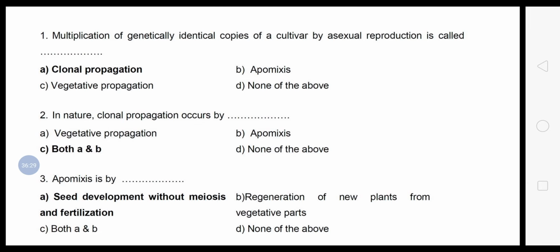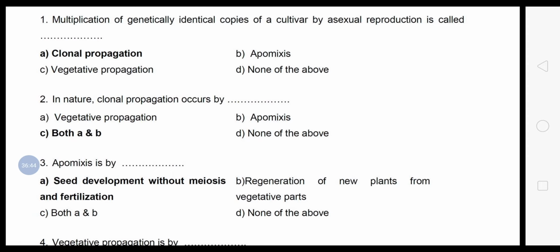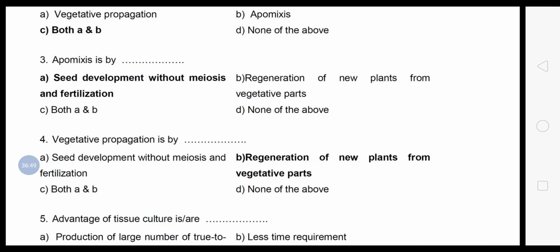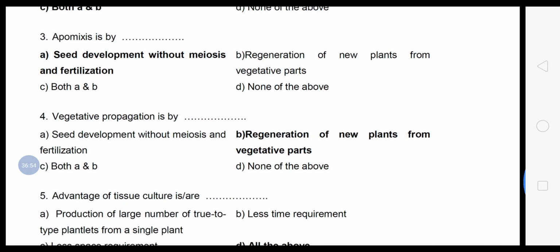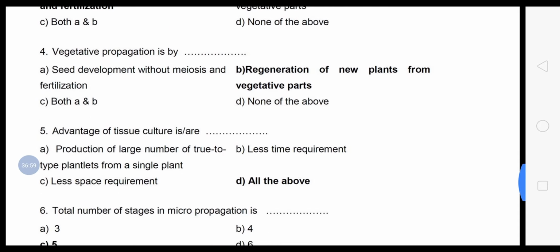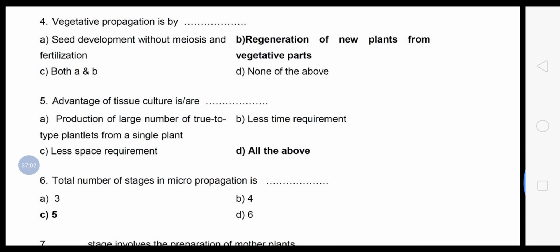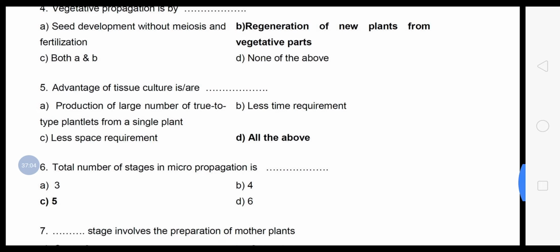Multiplication of genetically identical copies of a cultivar by asexual reproduction is called clonal propagation. What are clones? These are the n number of explants generated by asexual propagation. In nature, clonal propagation occurs by vegetative propagation or apomixis. What happens in apomixis? Here, seed development without meiosis and fertilization, or embryo development without fertilization. Vegetative propagation is by regeneration of new plants from vegetative parts.